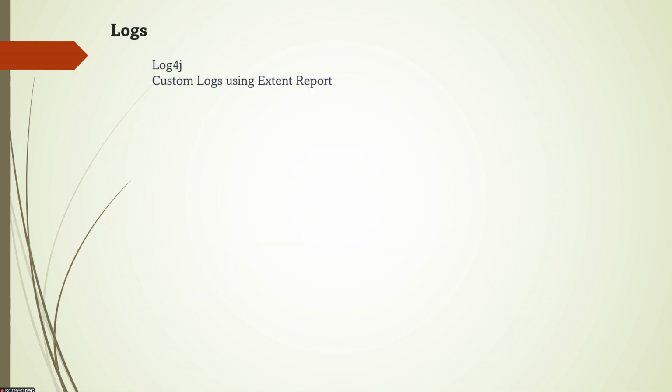Just as the report is important, the logs are also important because they help with debugging the cause of failures. Logs help us identify the reason for a failure. For logs we can use log4j, and we can even use the extent report for custom logs, because the extent report has a feature that can help us generate logs, which can be even better.